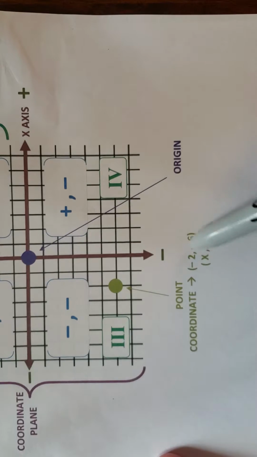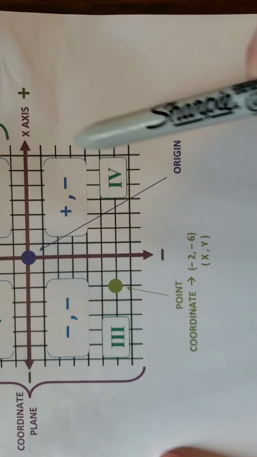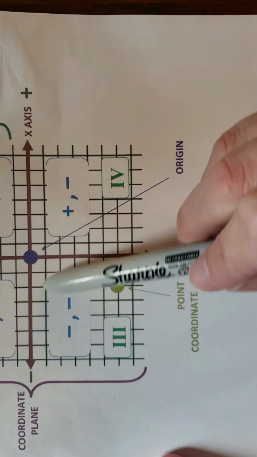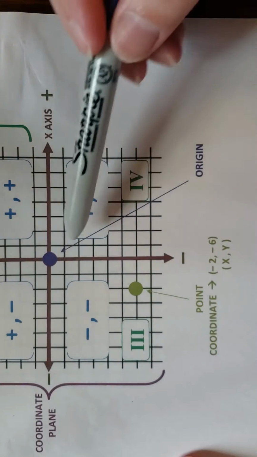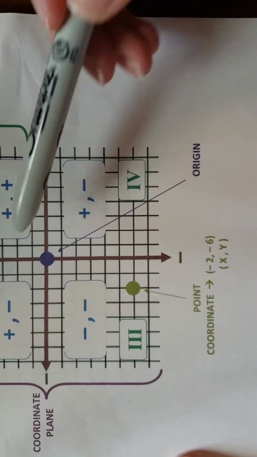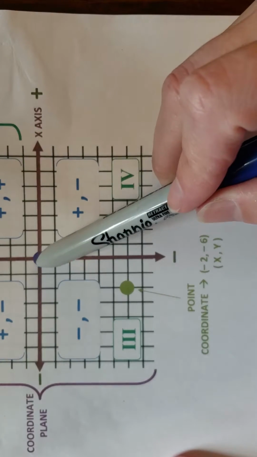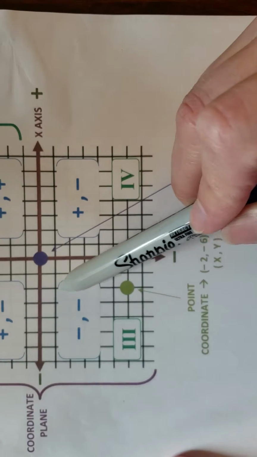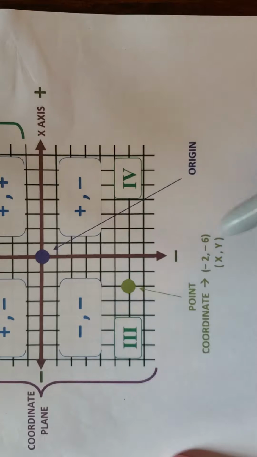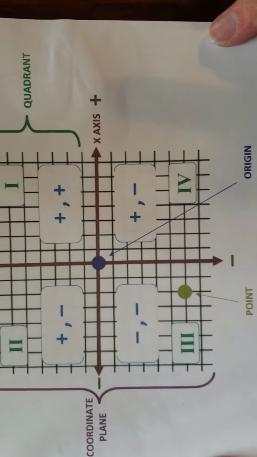So in this pair of numbers, the x value comes first, followed by the y. The x, remember, is the horizontal, and the y, remember, is the vertical. So -2, -6 means 2 places to the left and 6 places down. So that gives us the directions to find the point on the coordinate plane.